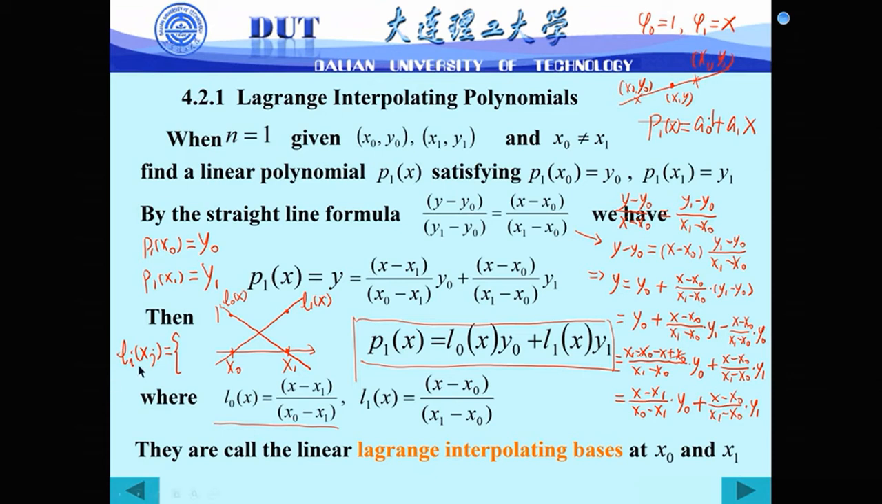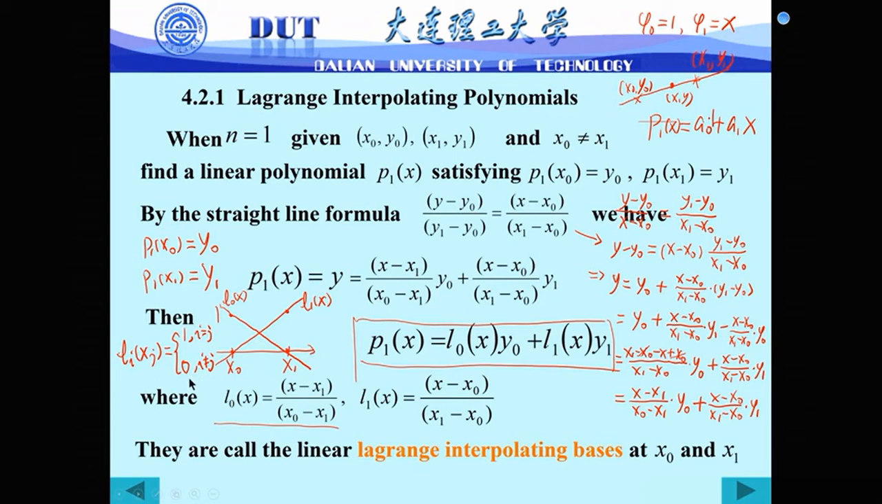If the two subscripts i and j are the same, that means i equals j, then the function value is 1. Now you see, here, L0, x0, okay? And if i is different from j, then the function value is just 0. Now you see, L0, x1 is 0. L1, x0 is 0, right? Different. L1, x1 is 1. L0, x0 is 1. Clear? They satisfy this interesting property.